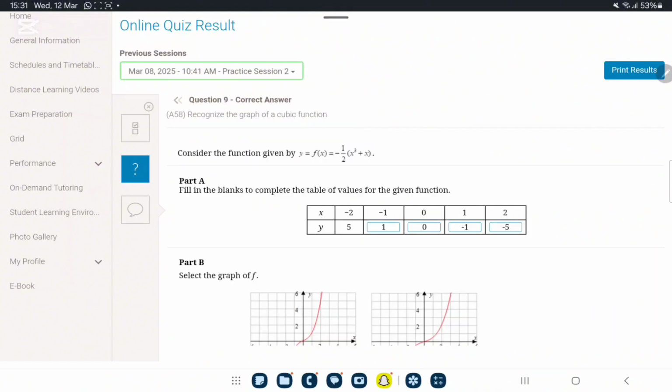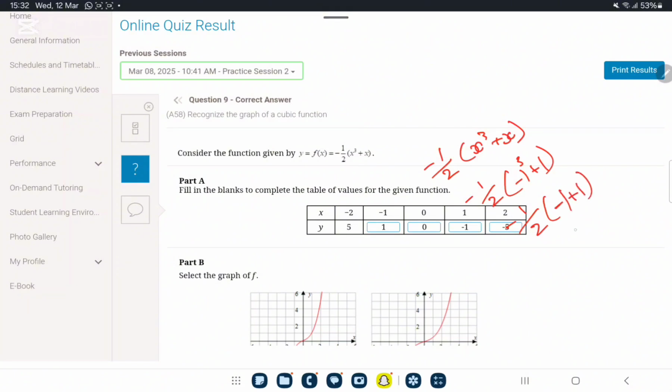Last question, they gave you this function f of x, and they want you to complete a table of values. So we have minus 1 over 2 times x cubed plus x, and then you put the x values that they give you. They already put minus 2 for you, so minus 1 over 2, x to the power of 3, so minus 1 to the power of 3 plus 1. You get minus 1 over 2 times minus 1 plus 1, so 0. And 0 multiplied by anything is 0.